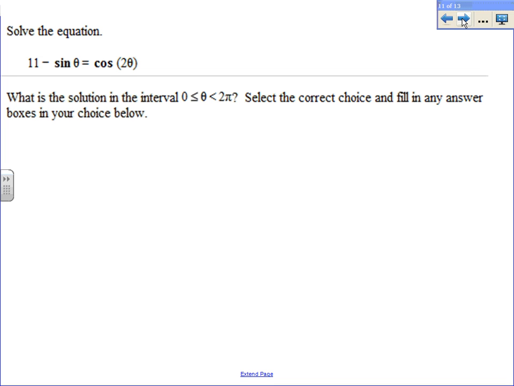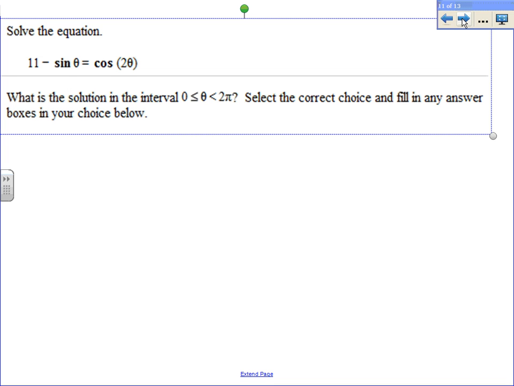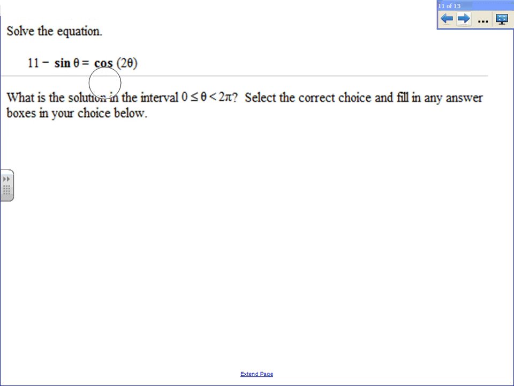Okay, now my next one. Notice there again, I have sine and cosine. I want sine and sine, or cosine and cosine. Let's see if you can figure out a way to make that happen. Notice the cosine is cosine of 2 theta, so there again I can use a double angle identity to make a substitution.